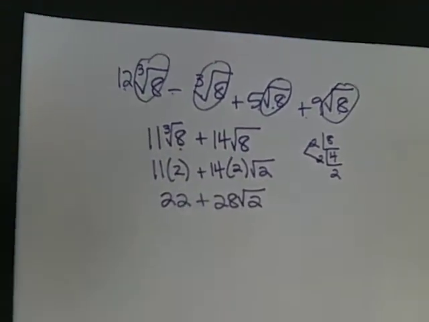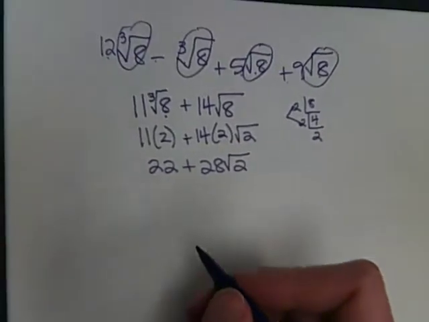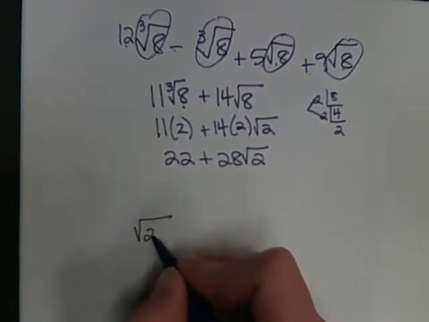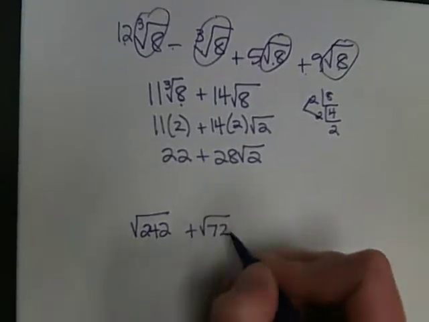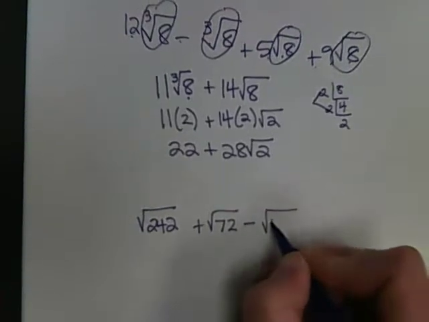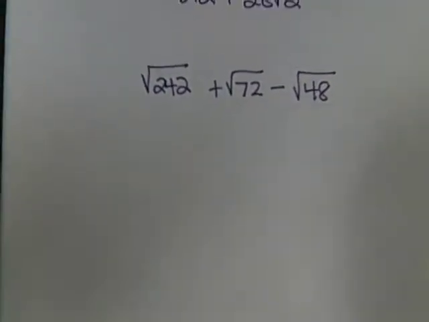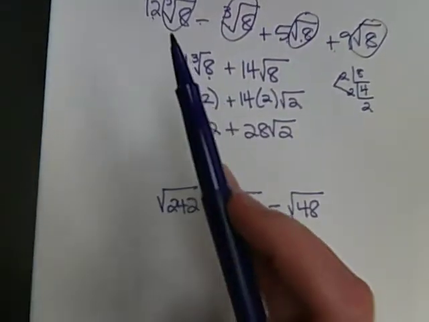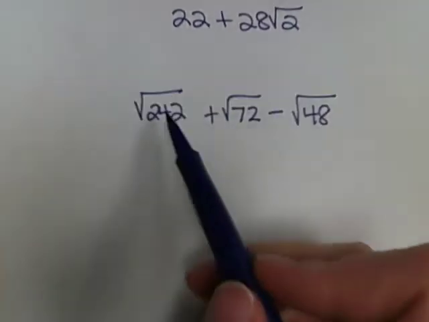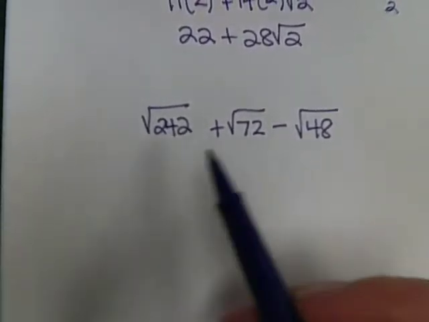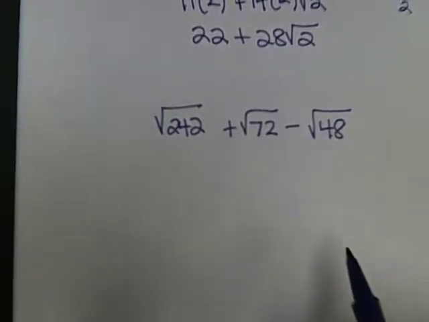All right? The next one is the square root of 242 plus the square root of 72 minus the square root of 48. Now, at first glance, I would say I can't do anything here because, remember, you had to have like radicals to be able to add or subtract. But if I look closer, it doesn't look like any of these are simplified. So I need to simplify them first to then see if I could add or subtract them.